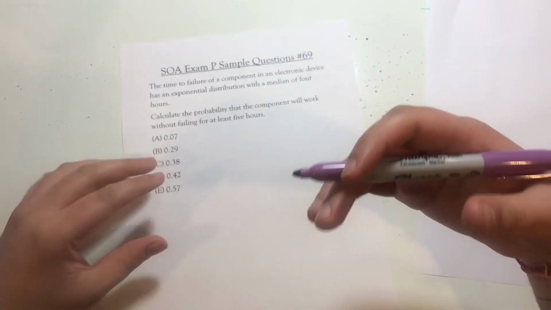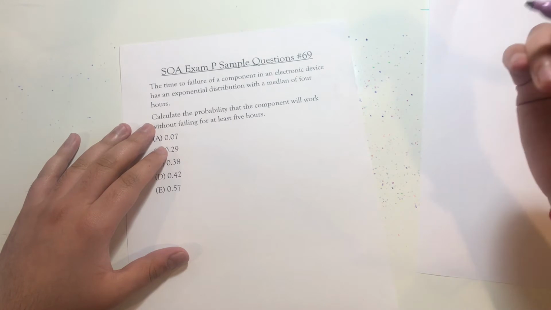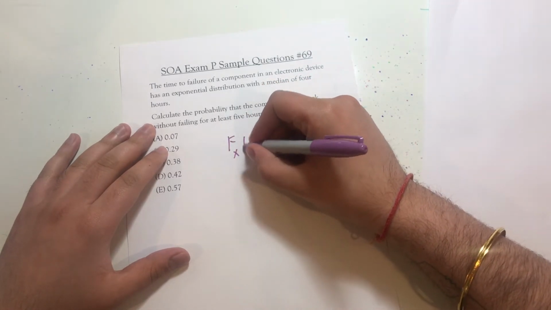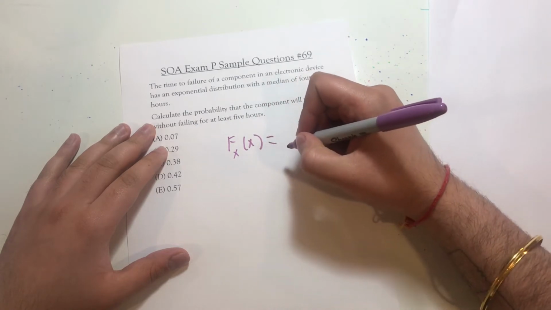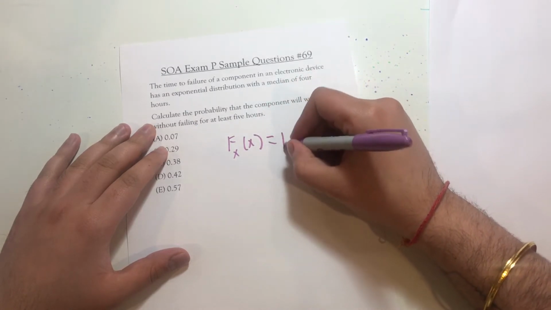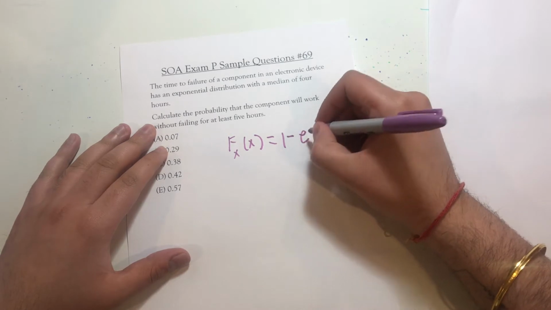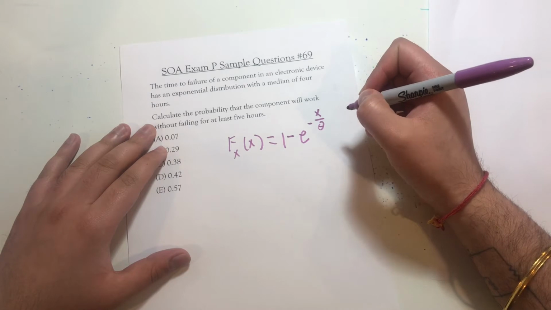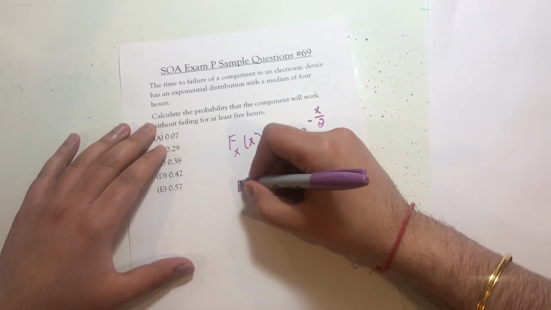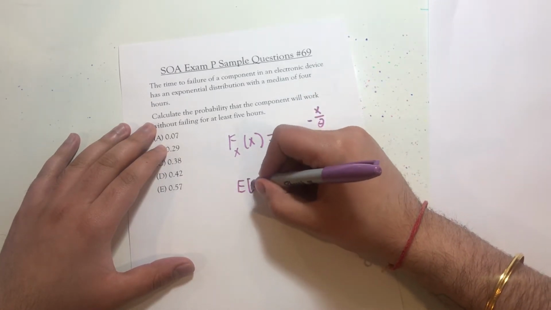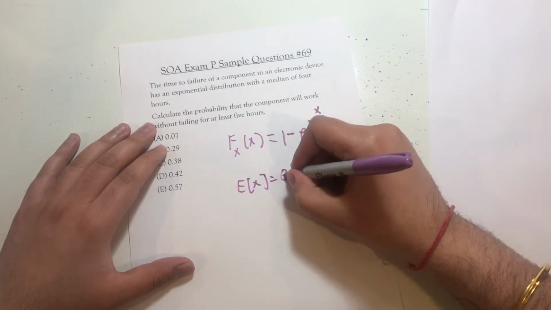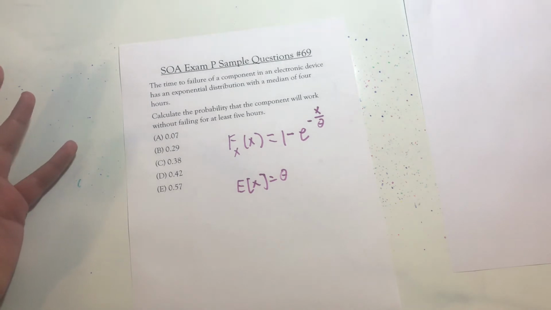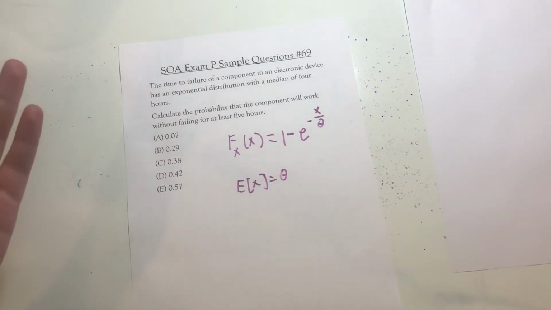So what is the CDF of an exponential? There's a really nice, clean formula. The CDF, uppercase F of x, is equal to 1 minus e raised to the negative x over theta. And what is theta? Well, theta is your expected value. And we actually don't know what it is right now, but we're told the median is 4.